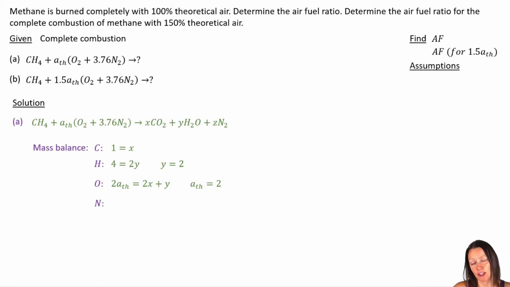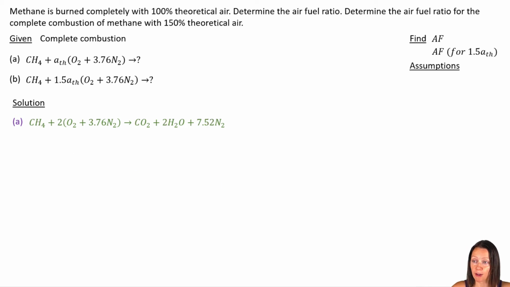And I'm almost done. I just need to solve for what Z is. So on the left-hand side, you see I've got 3.76. There's a 2 subscript in the nitrogen. And then I also noticed that I've multiplied the theoretical air, A sub TH, on the outside of those parentheses. That's multiplying the oxygen molecule and the nitrogen. So I need to take that into consideration. And then on the right-hand side, it's just 2Z. So if I plug in the numbers and solve for Z, I get 7.52. So now I've got the final equation for my combustion of methane with 100% theoretical dry air.